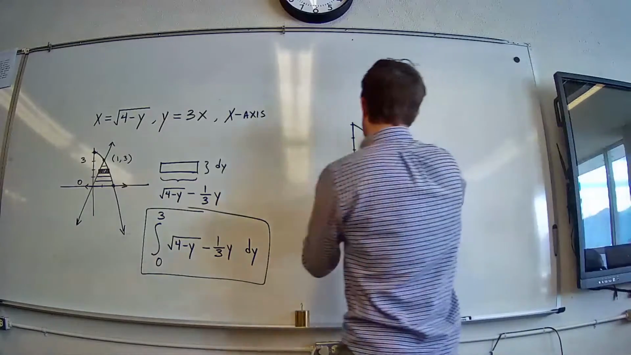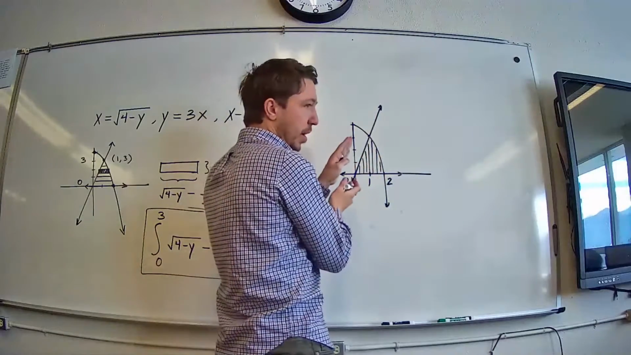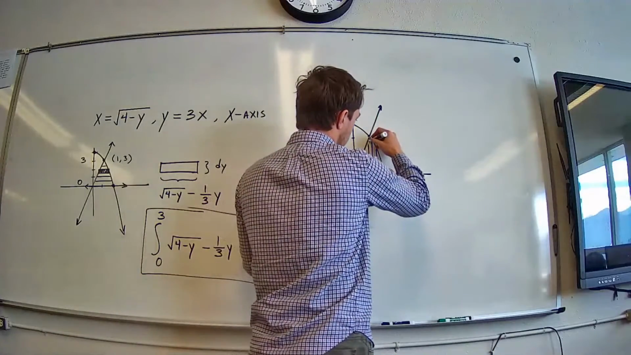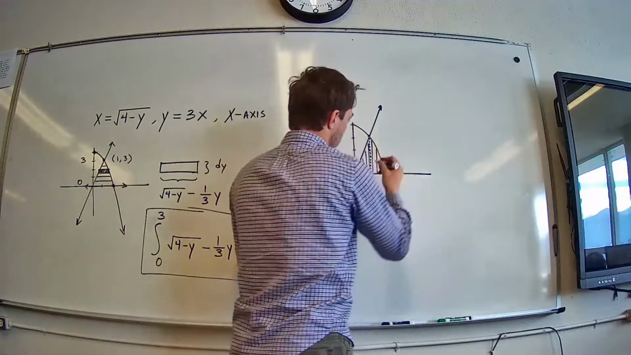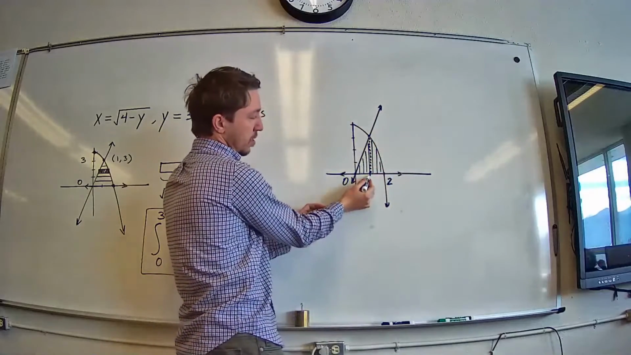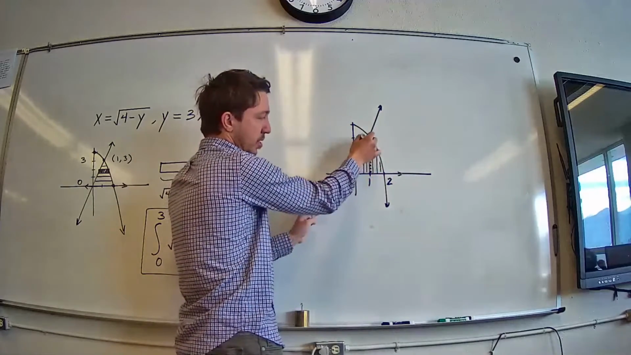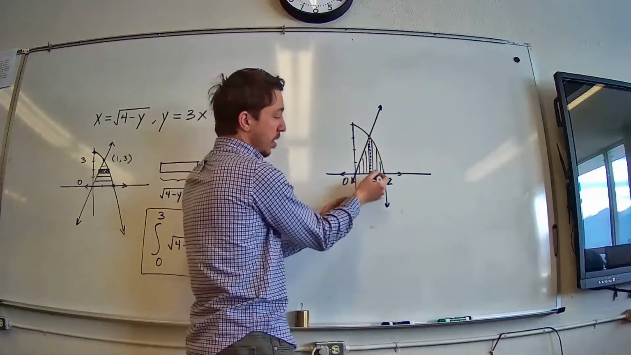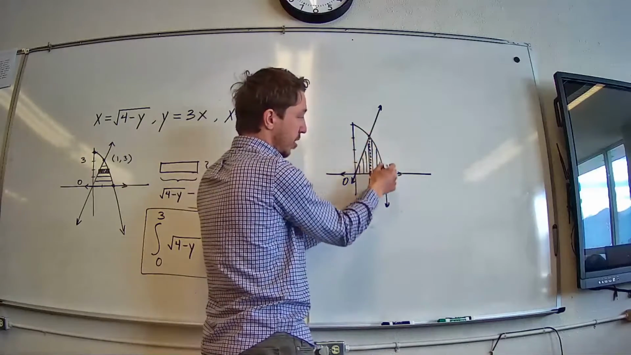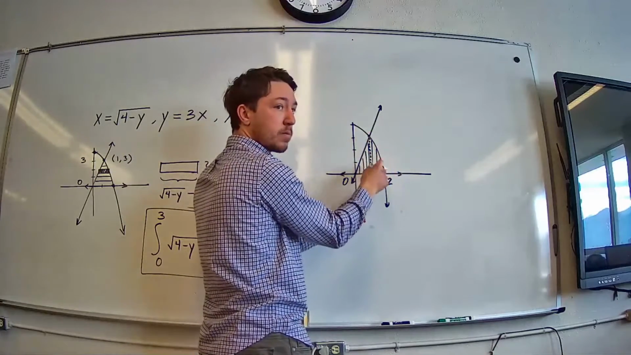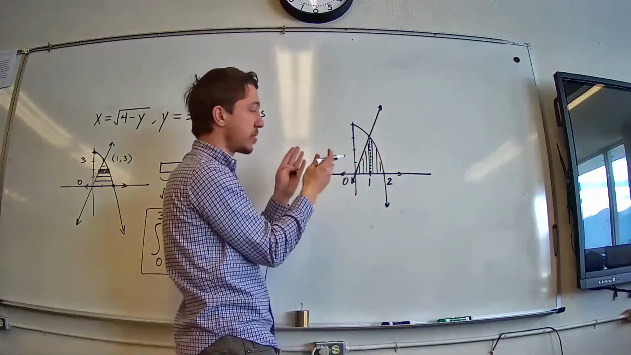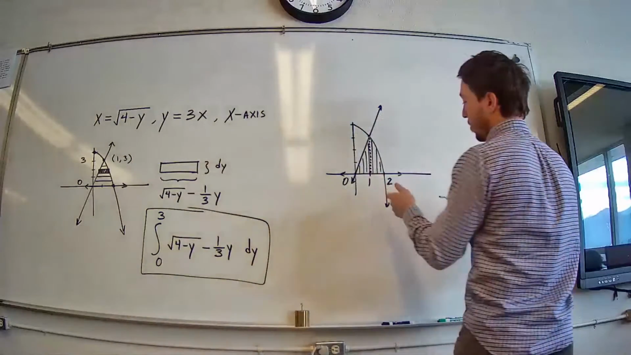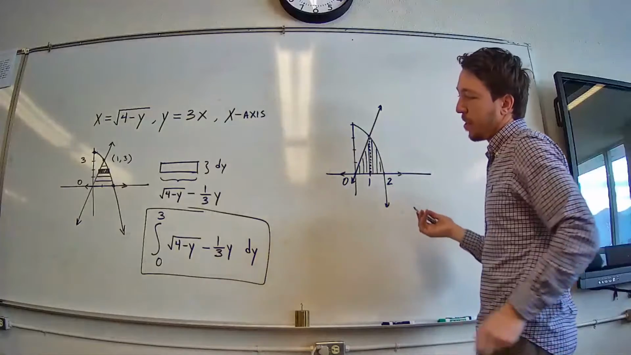Because remember, you always go top minus bottom, right? So between 0 and 1, it's this straight line minus 0. And then from 1 to 2, it's this curve minus 0. There's actually two separate things you've got to look at. So let's do them both. This one's actually turned out to be a little bit easier.